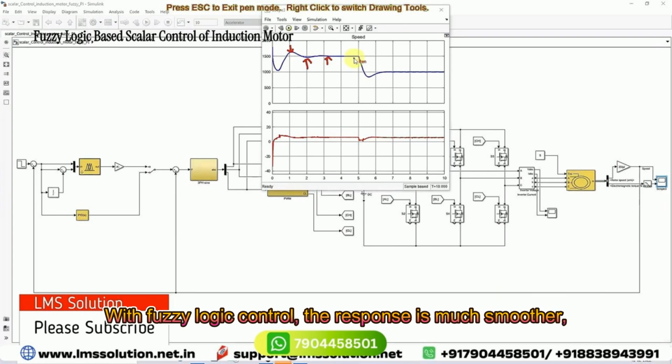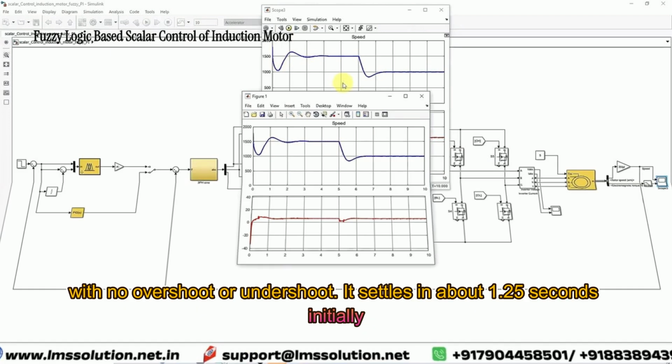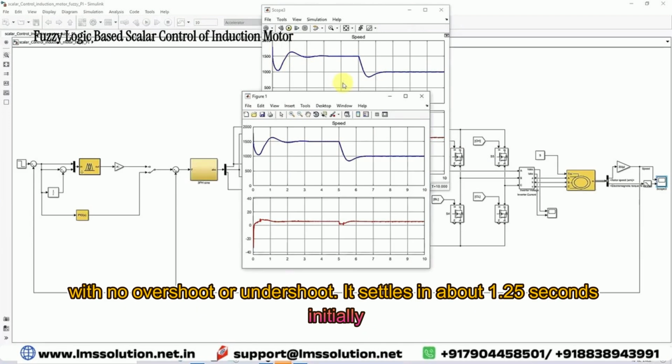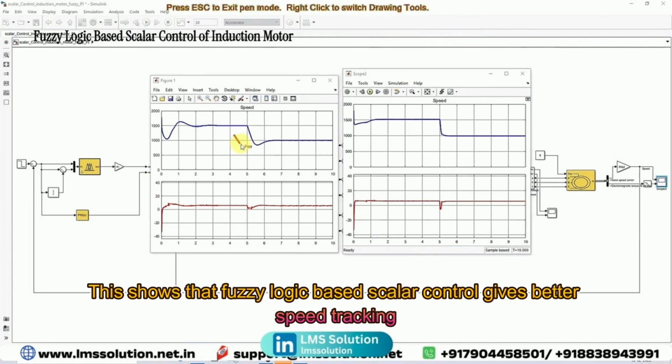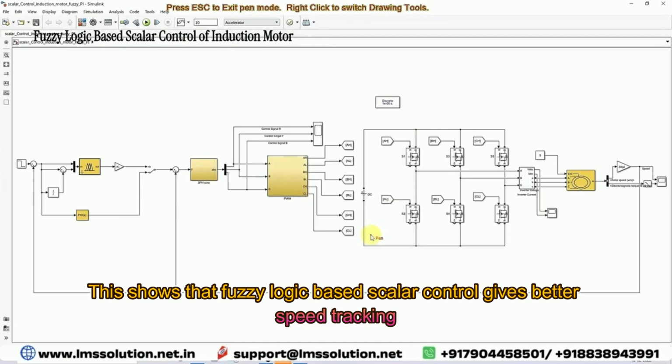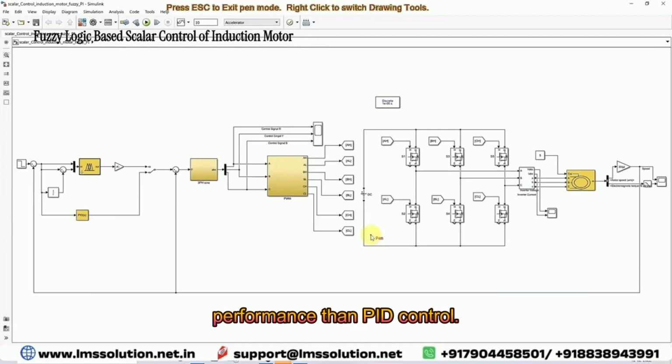With fuzzy logic control, the response is much smoother with no overshoot or undershoot. It settles in about 1.25 seconds initially and only 0.5 seconds after the speed change. This shows that fuzzy logic based scalar control gives better speed tracking performance than PID control.